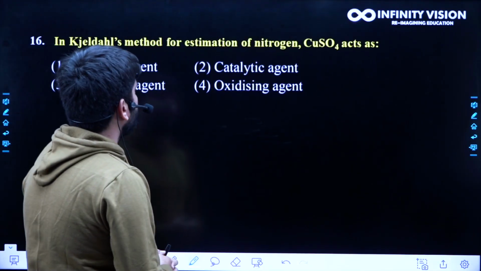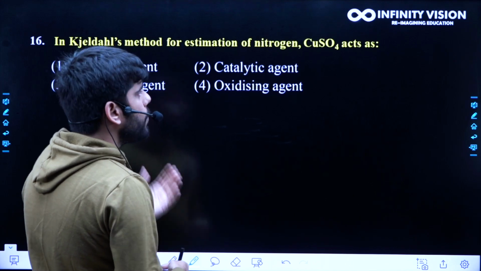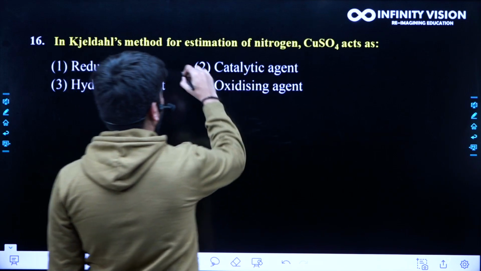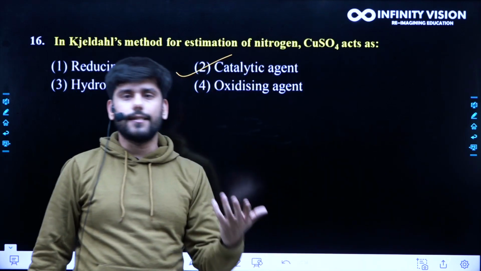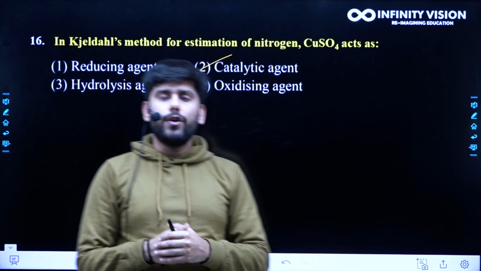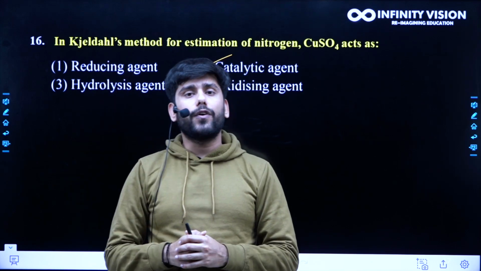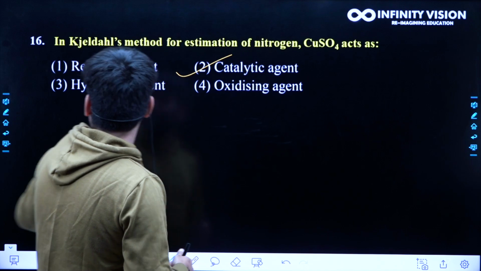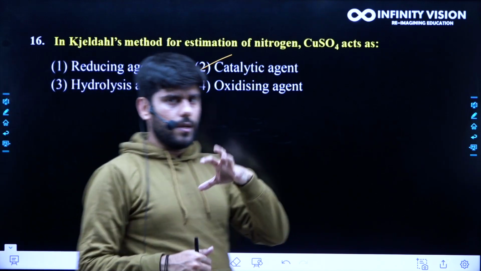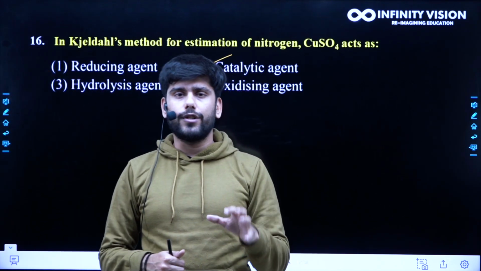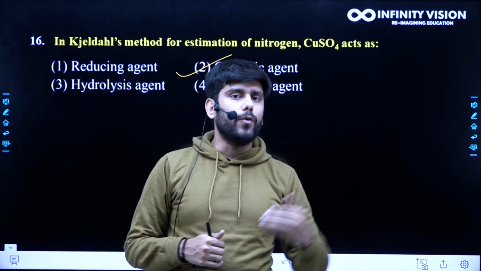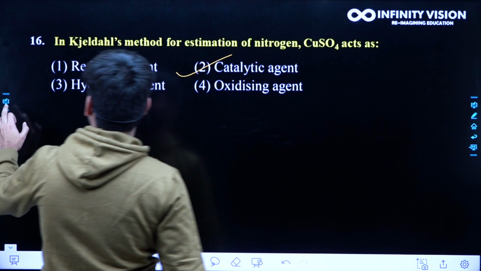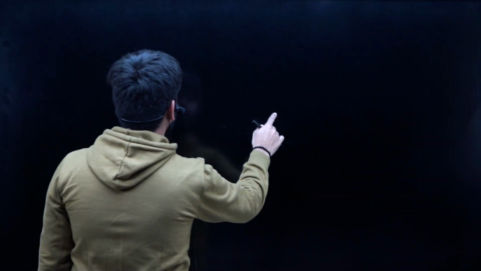In Kjeldahl's method for estimation of nitrogen, CuSO4 acts as, now this is a fact-based question, a catalyst. It acts as a catalytic agent. We know that Kjeldahl's method is used for the estimation of nitrogen via NH3, right? So organic compound, we know the principle, an organic compound containing nitrogen reacts with H2SO4 and gives rise to ammonium sulfate. And CuSO4 here acts as a catalyst. Let us move to the next question.